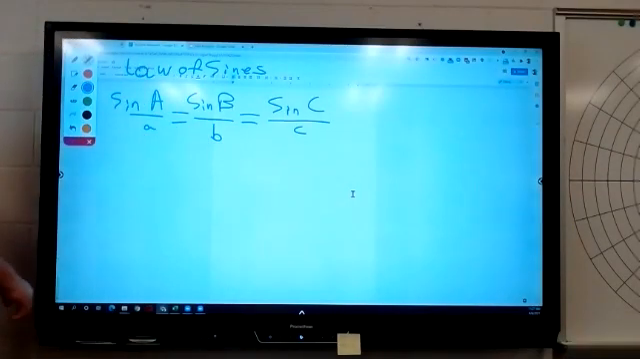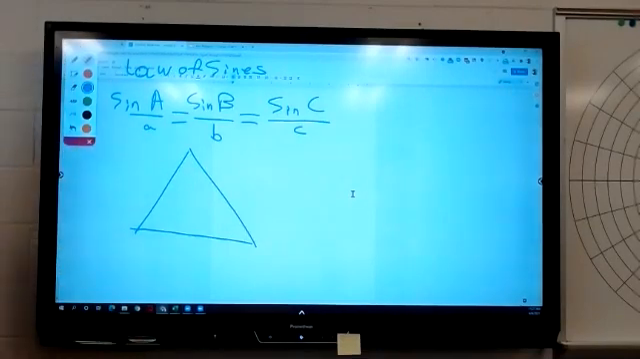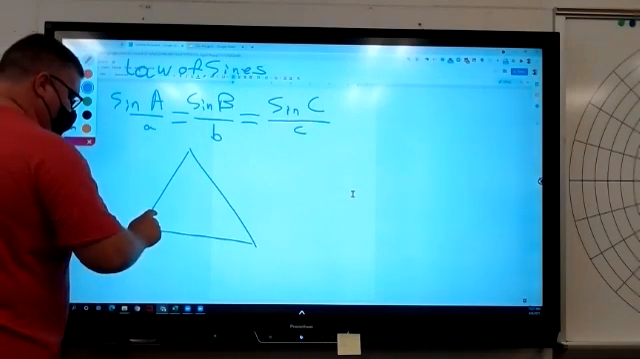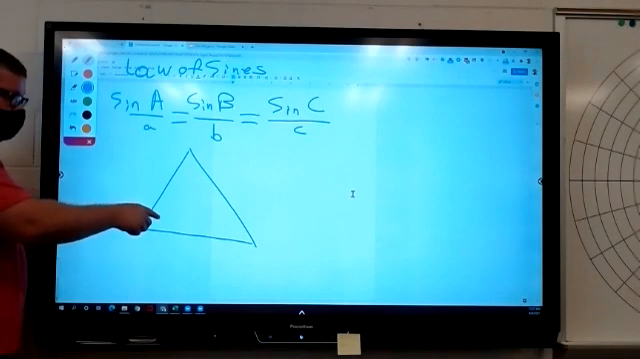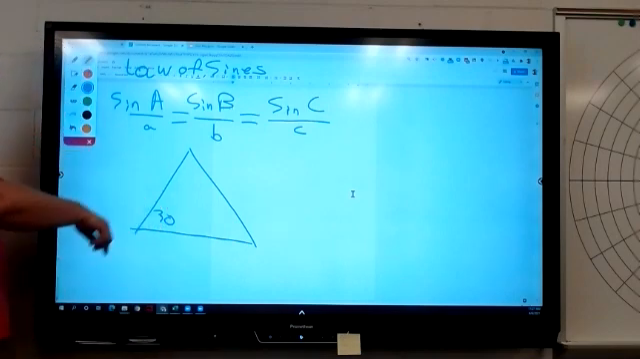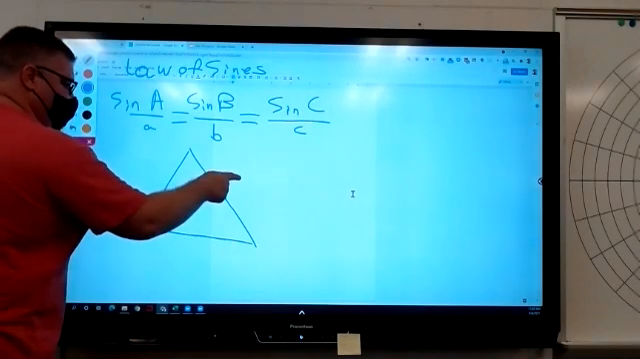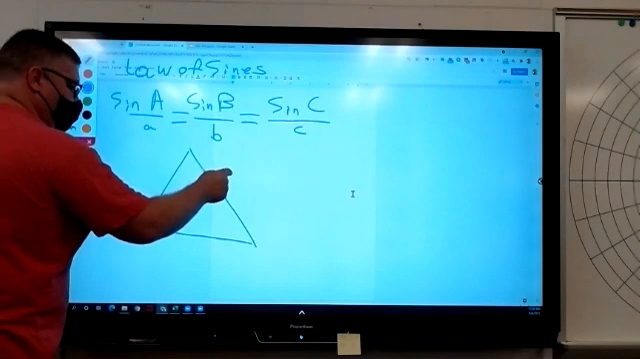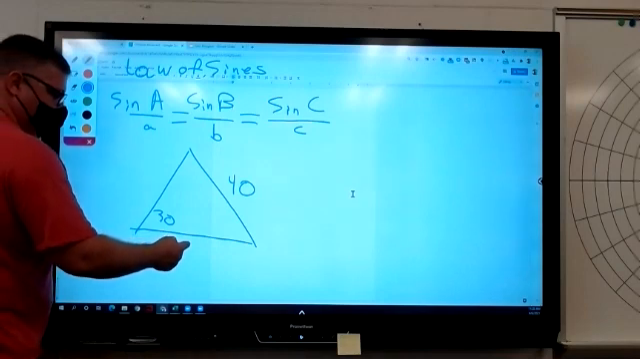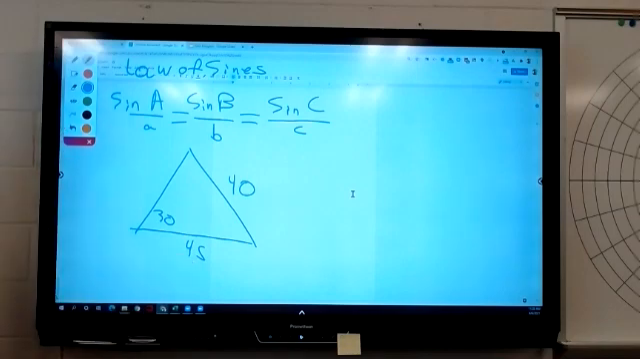So we got this. Now, the law of sines and law of cosines apply when I don't have a right triangle. So something like this, where I have, I don't know, how big is that angle? 30. Sure. Just because that's 30 doesn't make the other one 60 or 90, because we're not allowed to have a 90 in here. How big is this side over here? 40. Okay, sure. And how big is this side? Probably ought to go with maybe 45. What do you think?